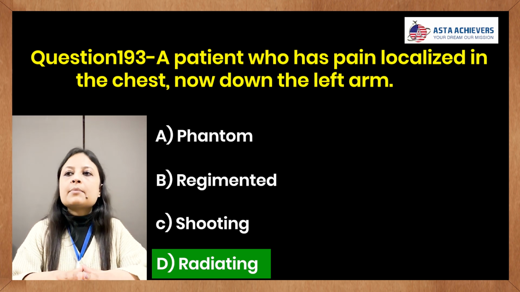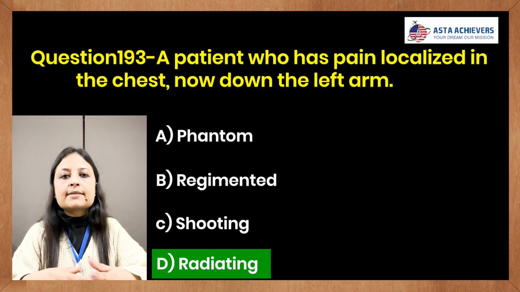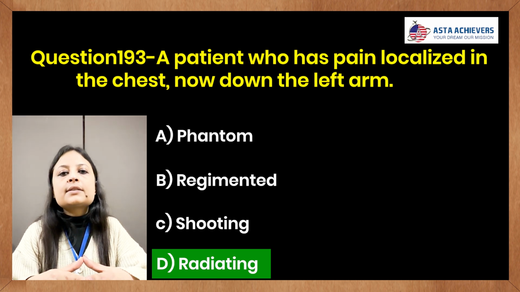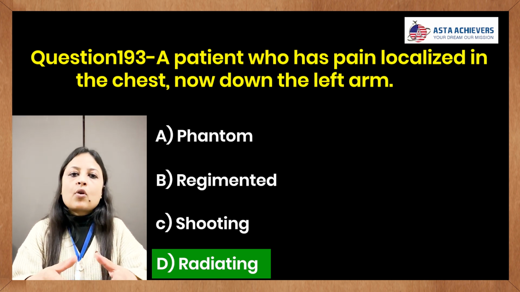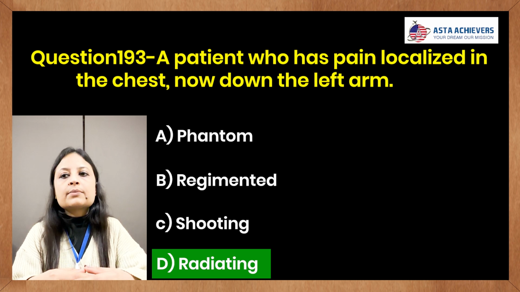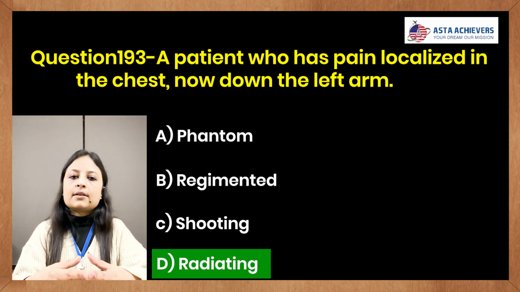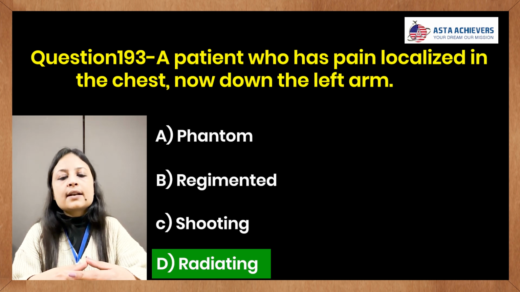Question 193. A patient who has pain localized in the chest and now down to the left arm. So what is this type of pain we call? So option A, phantom. Option B, regimented. Option C, shooting. And option D, radiating. So option D, radiating, is the correct answer.